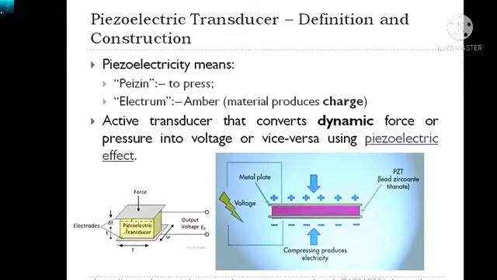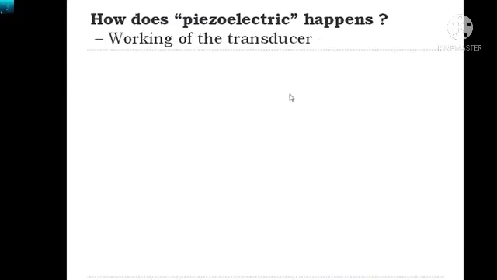Yes, these two images show how a piezoelectric transducer is constructed. You can see the piezoelectric material here is sandwiched between two electrodes, anode and cathode, two electrodes or two metal plates. When mechanical force is applied, it generates electric voltage. Fine. But how does this happen? How does this piezoelectric effect happen in a transducer? We know the piezoelectric transducer converts force into electric voltage using the piezoelectric effect. Fine, but how does it do so?